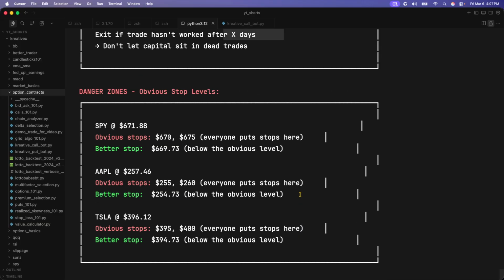Danger zones when it comes to stop loss levels. The obvious stop is going to be 670, 675. Everyone puts a stop there. A better stop is at 699.73, below the obvious level. For Apple, obvious levels are round numbers, again 255, 260. Better would be 254.73. And for Tesla, obvious is 395, 400. Better would be 394.73.